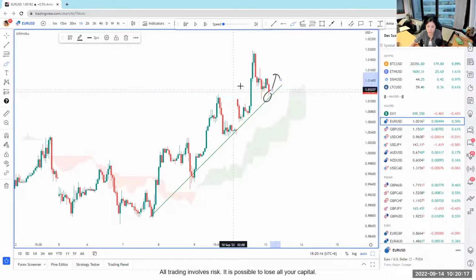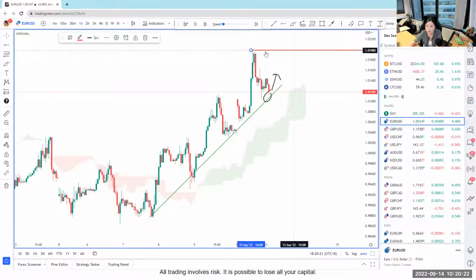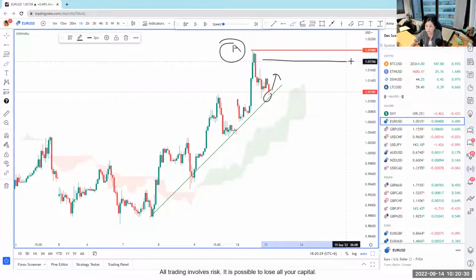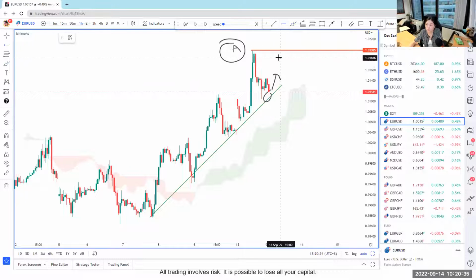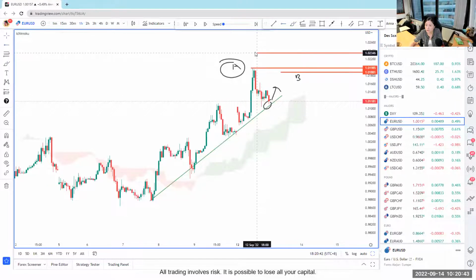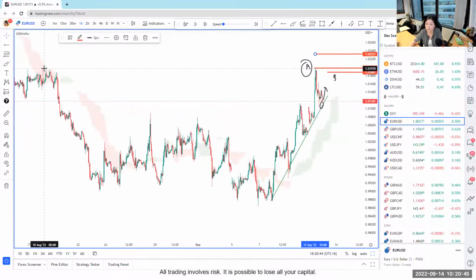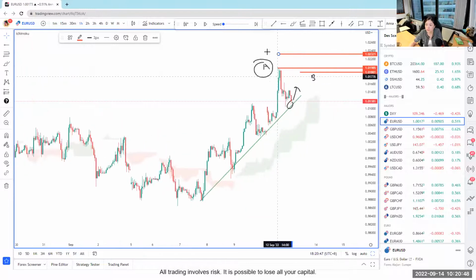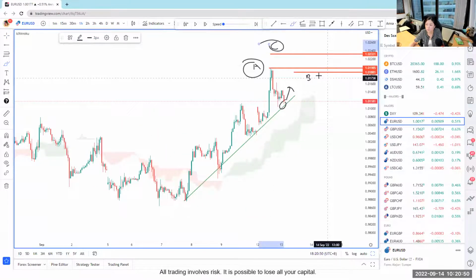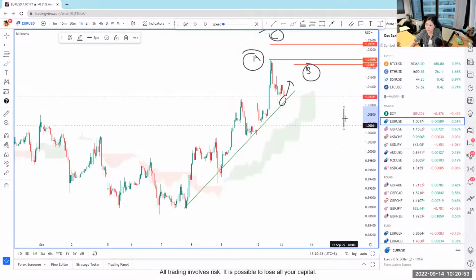Where should your take profit be? Should it be at A? Should it be at, okay, this is a bit messy, 1 second. Should it be at B? Or should it be maybe C? Maybe here, C. A, B, or C? Where should your take profit be?